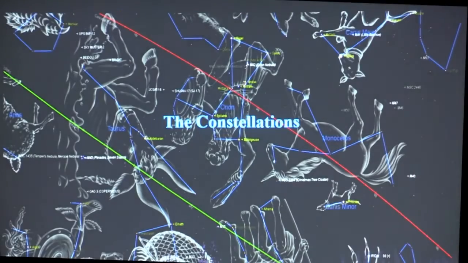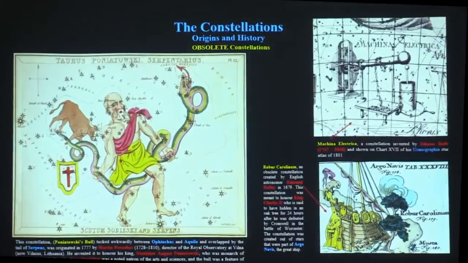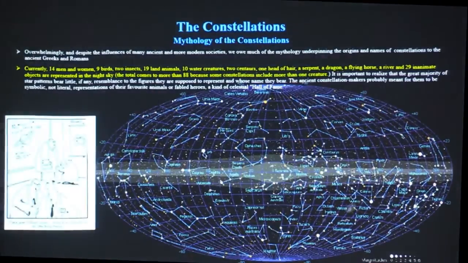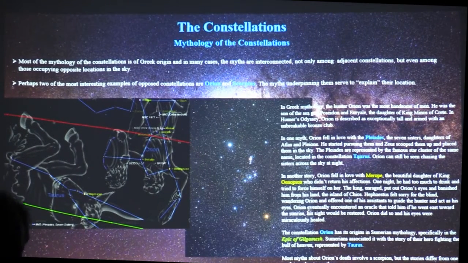So there you go. Let's look at the mythology of the constellations. Most of the mythology is, of course, of Greek origin, as we said earlier. I just chose two constellations that are always related to each other, Scorpius and Orion, because when one is rising, the other is setting. And so we know Orion is a summer constellation because you can see it now. The myths underpinning them kind of explain why they are where they are.